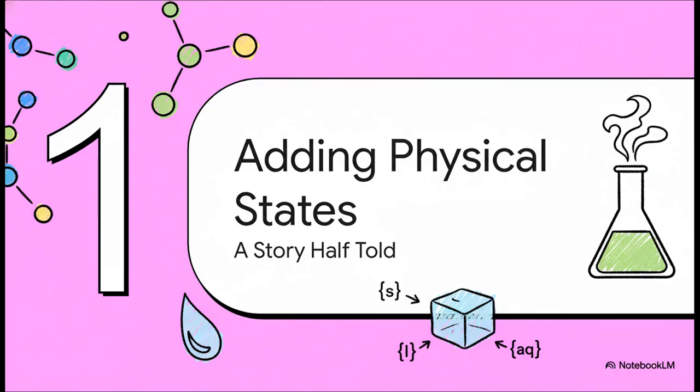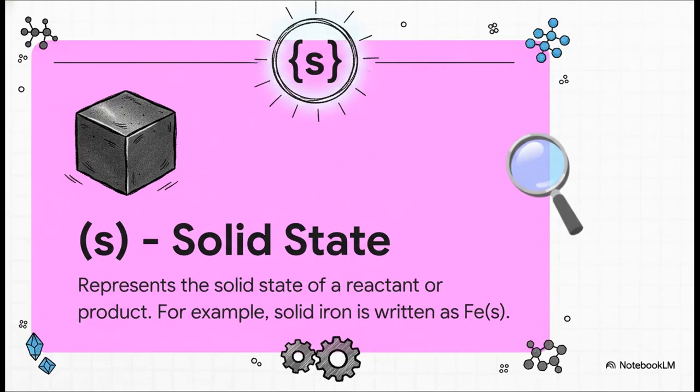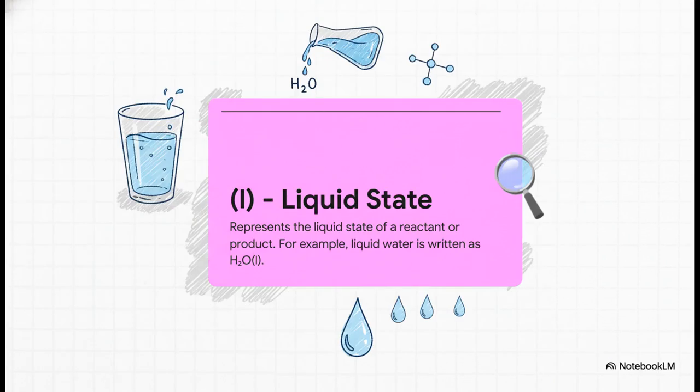So, the very first step to making our equations more informative is to mention the physical state of every substance. That means for all the reactants and all the products. This is a very simple but a very critical piece of information. For substances that are solids, we use the symbol (s) inside brackets. For example, if we are using a piece of solid iron metal, we would write its formula as Fe(s). Simple, right? And in the same way, for a substance that is a liquid, like the water we drink, we use the symbol (l) in brackets. So liquid water would be written as H2O(l).